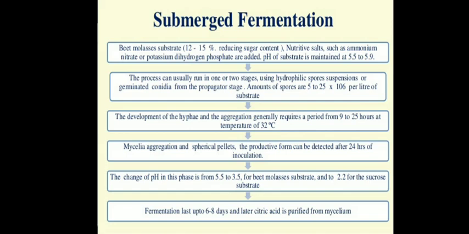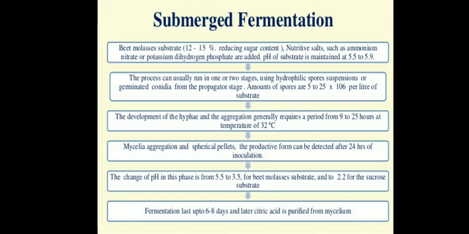After 6 to 8 days, the fermentation process stops, and then the citric acid is separated from the mycelia and the medium with the help of the filtration process. And after the filtration process, the citric acid which is produced is purified by using different methods. Okay, now this was the flow sheet of production of citric acid with the help of submerged fermentation.